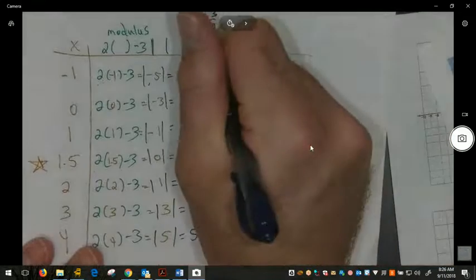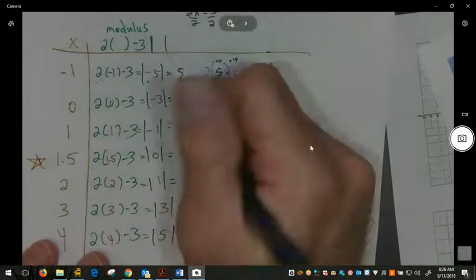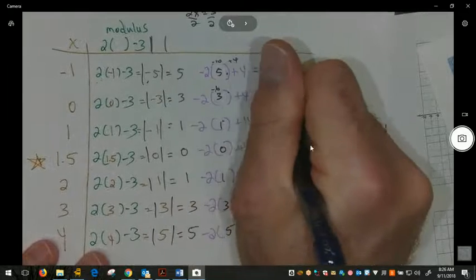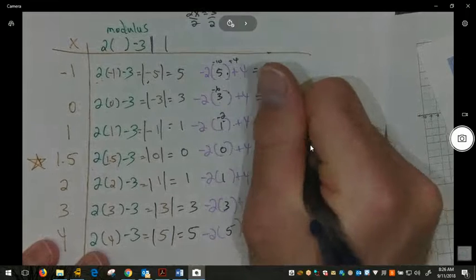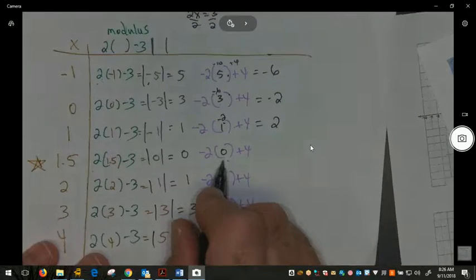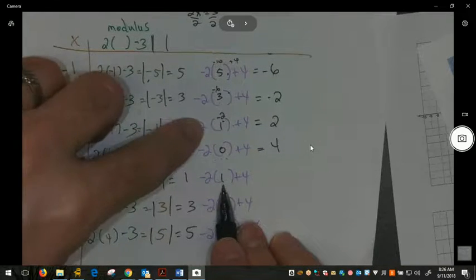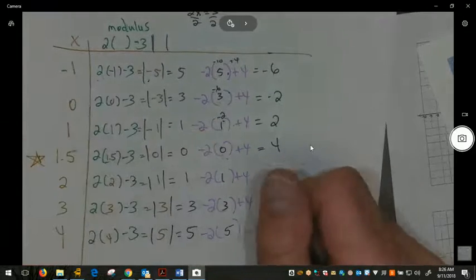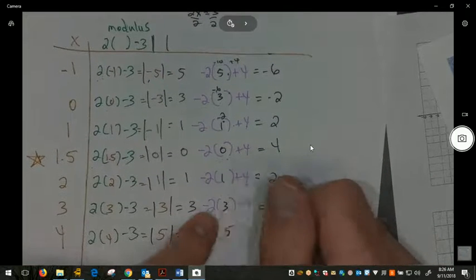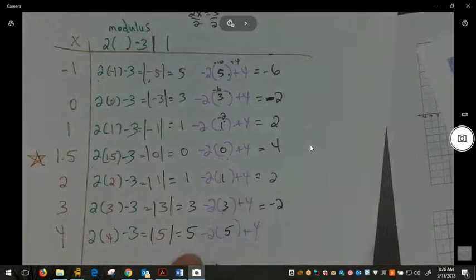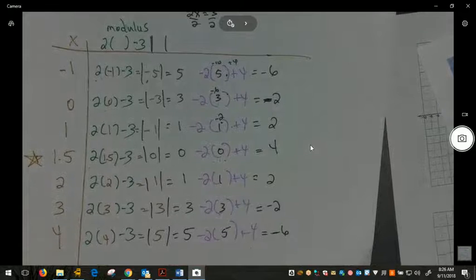Negative 2 times 5 is negative 10, plus 4 is negative 6. Negative 2 times 3 is negative 6, plus 4 is negative 2. Negative 2 times 1 is negative 2, plus 4 is 2. Negative 2 times 0 is 0, plus 4 is 4. Again, negative 2 times 1 is negative 2, plus 4 is 2. Negative 6 plus 4 is negative 2. Negative 10 plus 4, negative 6, just like we have above.